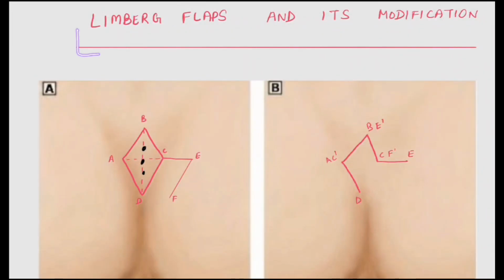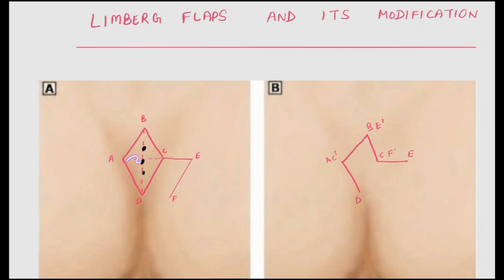Today we will be discussing the Limberg flap and its modification. To draw a proper rhomboid, first we will draw the longitudinal long diagonal, which will be of length x, and then we will draw the short diagonal, which will be of length 0.6x. If we follow the maths properly and join all the points, we will get a proper rhomboid where every side will have equal length.